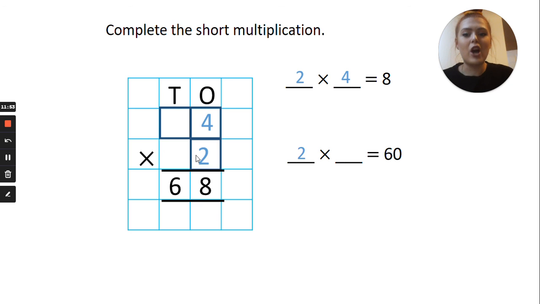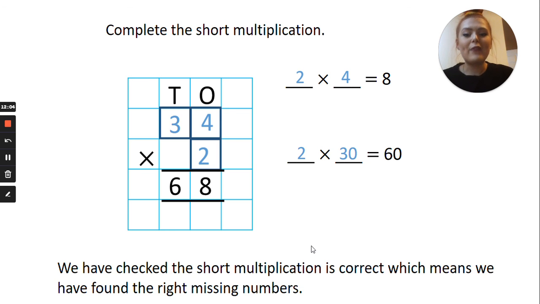Can we do something times by 2 equals 6 or 60? Yes, we can. We can times our number by 3 tens, which is 30. We have checked our short multiplication and it is correct, which means we have found the right missing numbers. 4 times 2 equals 8 and 3 times 2 equals 6. 6 tens. 68 is our total answer. Remember this when you are working through your questions. Sometimes you might find the right numbers, but you might need to swap them over and keep playing around until you get the exact combination that you need.